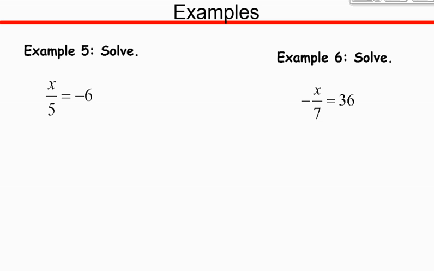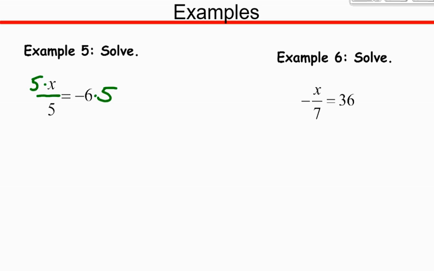Okay. Very similar to the multiplication, except now I have division going on. Okay? So this divider bar, this fraction bar means division. So I have x being divided by 5. So instead of being divided by 5, I'm going to multiply x by 5, and I'm also going to multiply the other side by 5.